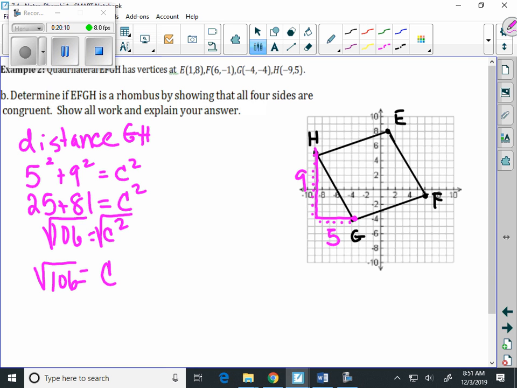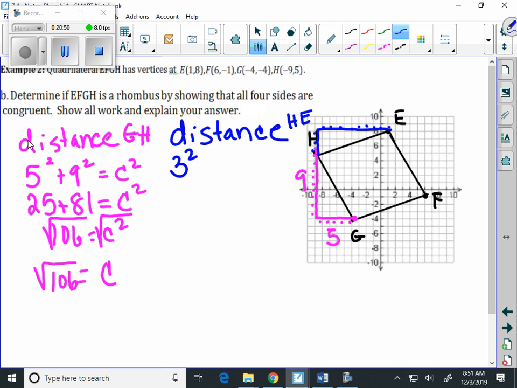Now again, for the rest of these, it should work out. Keep my fingers crossed. If it is a rhombus, we're going to have the same calculation. So if we do the distance of HT, looking at our triangle, we've got 1, 2, 3. And then we have 1, 2, 3, 4, 5, 6, 7, 8, 9.